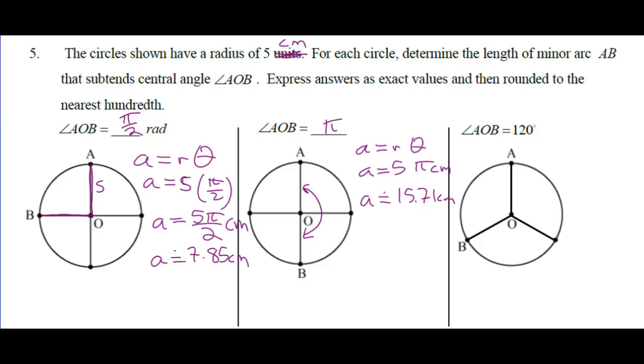Angle AOB, this time they give us AOB, which is what, this? 120 degrees. So then we just throw down A is equal to r theta, which is 5 times 120, which is 600 centimeters. Does that make sense? No, you can't do that. It doesn't make any sense, right? Because look, this is 5 centimeters. This is 5 centimeters. This is a little bigger than 5 centimeters, but not that much bigger.